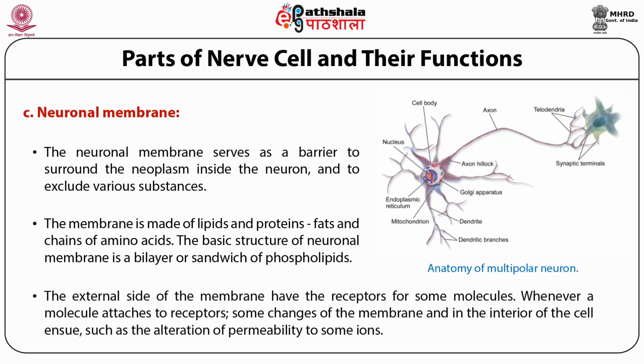The external side of the membrane has the receptors for some molecules. Whenever a molecule attaches to receptors, some changes of the membrane and in the interior of the cell ensue, such as alteration of the permeability to some ions. In this figure you can see the anatomy of a multipolar neuron.